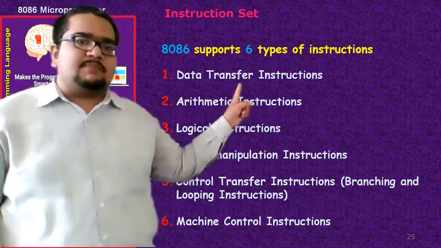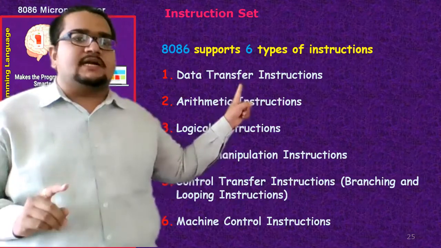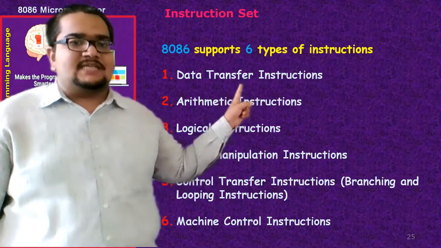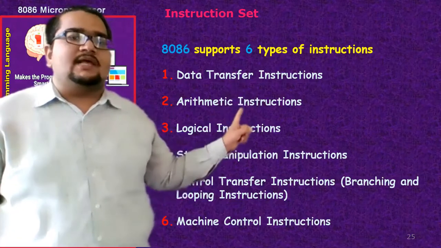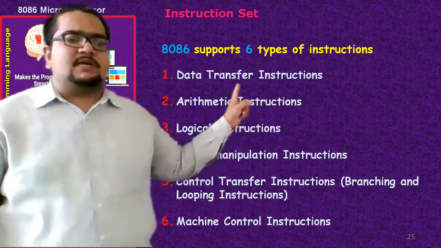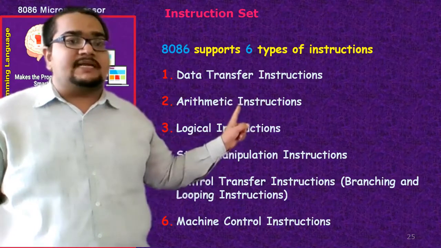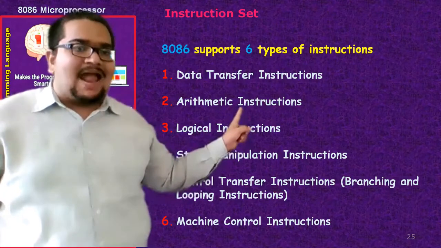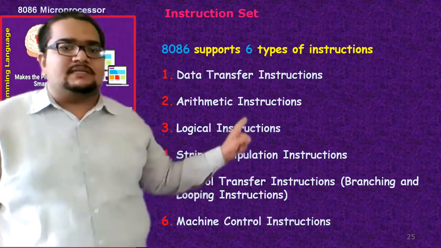A very good and simple example in this group is the MOV instruction. Earlier, while discussing addressing modes, we saw the MOV instruction repeatedly in every example. That MOV is for moving data. So that is one example, and we will see further details one by one. Next is arithmetic instructions. Arithmetic instructions are all our arithmetic operations: add, subtract, multiply, divide. Those will come under this group.